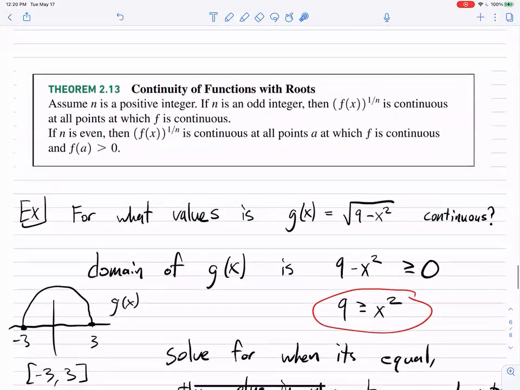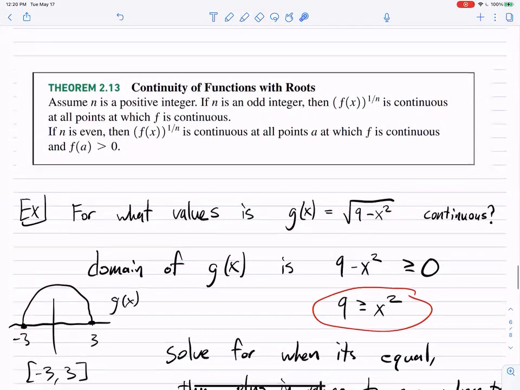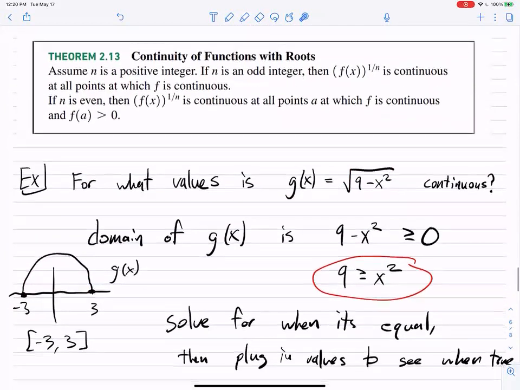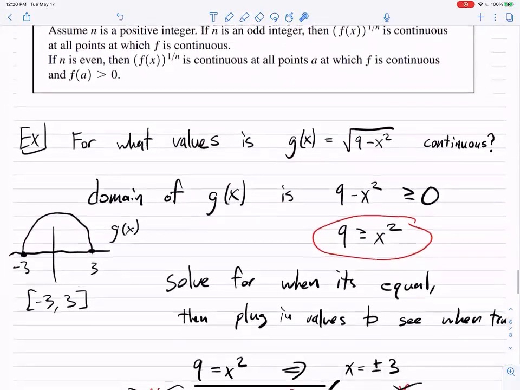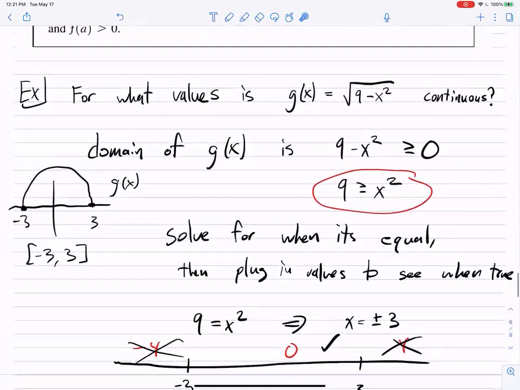squared. By the way, if you wanted to graph this function, this is the top half of a circle. It's a circle of radius 3 centered at the origin, and it's the top half because technically there's a plus out here when we just do a square root. Square roots are always positive unless we put a minus sign in front. And so we solve for when it's equal, then plug in values to see when it's true.